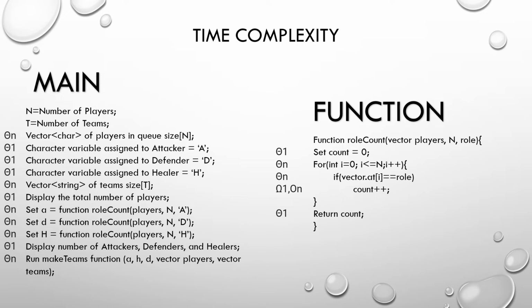So for our function, we have theta 1 for set count, we have theta n for our for loop, and then we have theta n for the if statement, and then technically anything inside the if statement can run up to n times, or it could run as little as no times, depending on if there were just no defenders, attackers, or healers in there. And then we return is theta 1.